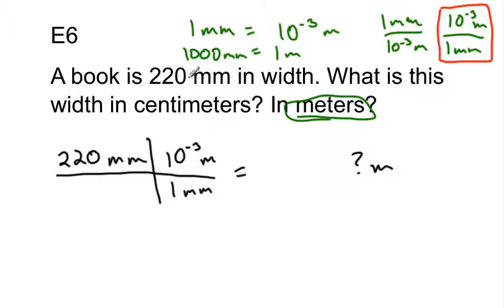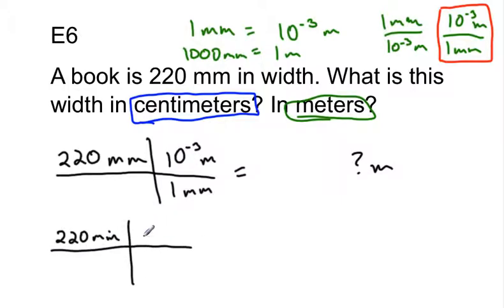Now, to do centimeters, and this is just the way I like to do it, we'll look at how to get centimeters now. I like to take all that, so I'll just rewrite it. That's the easier way for me to do it. 220 millimeters. I go ahead and put my ratio in to convert to meters. Now, I'm going to multiply by one more ratio.